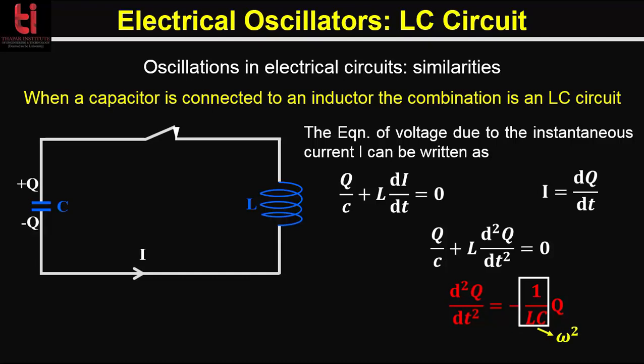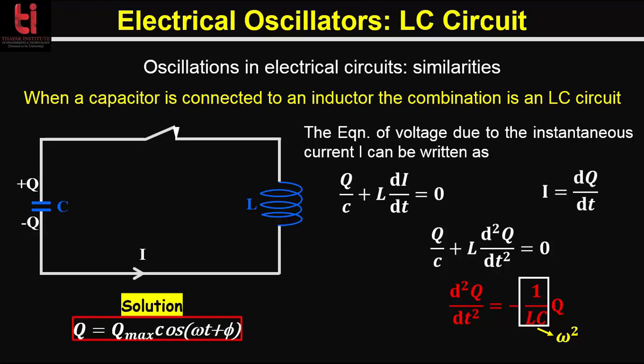Now if we consider that 1/LC is equal to omega squared, it is of the same form as for the mechanical system, that is, for the spring oscillator or for the pendulum, and represents simple harmonic motion. We have the initial condition that at t = 0, the charge on the capacitor has its maximum value. Then the solution to this equation is Q = Q max cos(omega t + phi), where Q max is the initial charge on the capacitor.